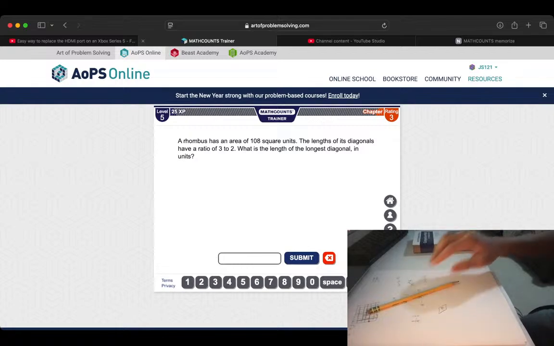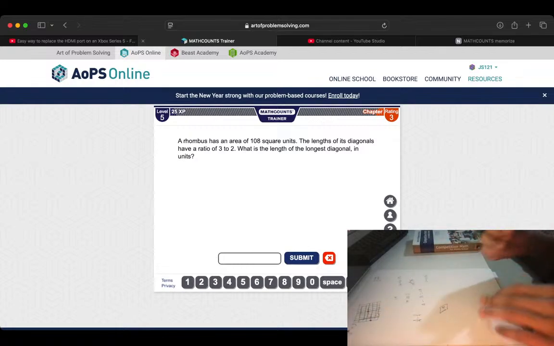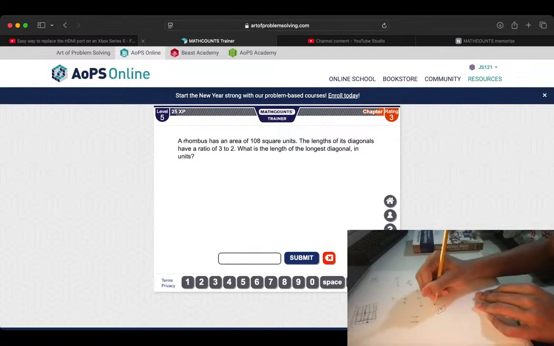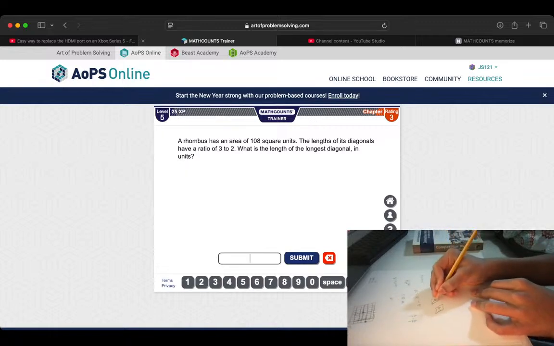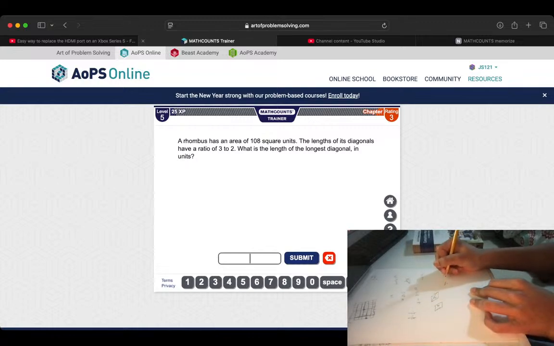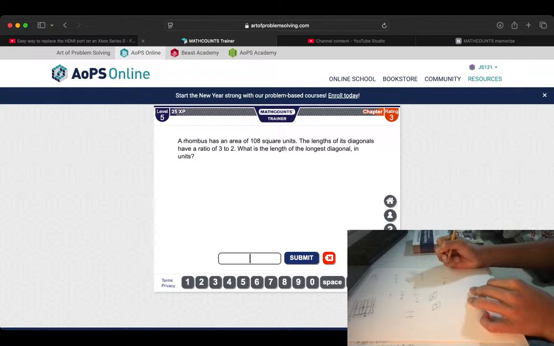Okay. Never mind. This reminds me of the time... not the time. My old school used to call them diamonds. So stupid. Alright, so we have 3, 2, okay. 3, 2. What is the length of the longest diagonal in units?